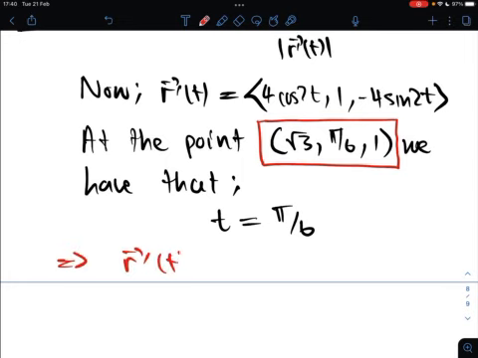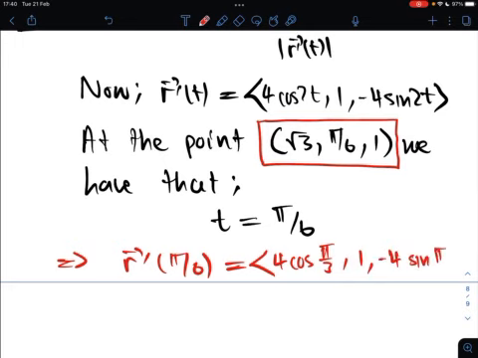So now what is my r prime at this point? I have to find my r prime at pi over 6, and what do I get? I'll get 4 cos, and when I put in pi over 6, I'll get pi over 3. Then I'll get 1. Then I'll get minus 4 sine pi over 3 again. So when I simplify this, what do I get? What is cos pi over 3? You can punch that into your calculator as well. Say shift, pi over 3.